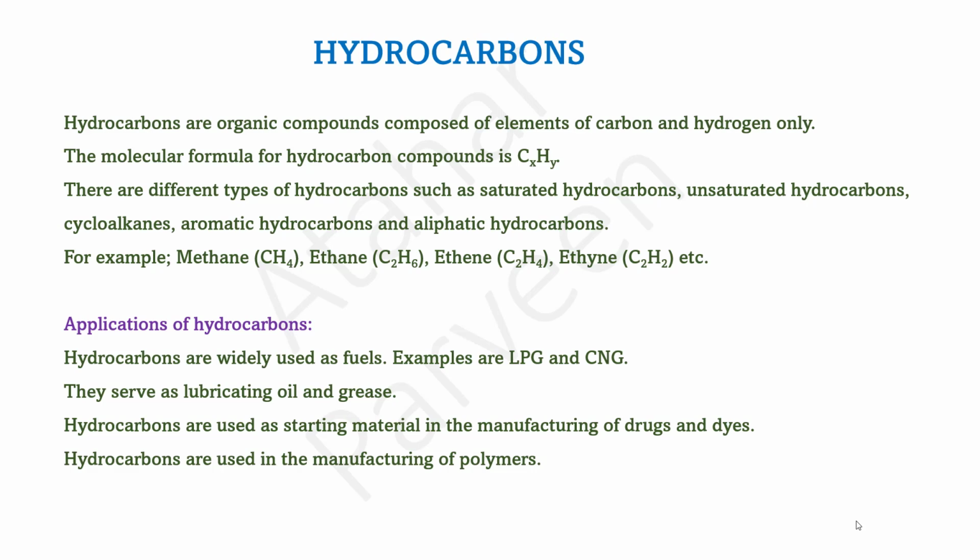Okay. Hydrocarbons. They are organic compounds composed of elements of carbon and hydrogen only. Only hydrogen and carbon will be there. Their molecular formula will be CxHy. There are many different types of hydrocarbons like saturated hydrocarbons, unsaturated hydrocarbons, cycloalkanes, aromatic and aliphatic hydrocarbons, and many examples are also there. Methane, ethane, ethene, ethyne, etc. Okay. But why are they important?